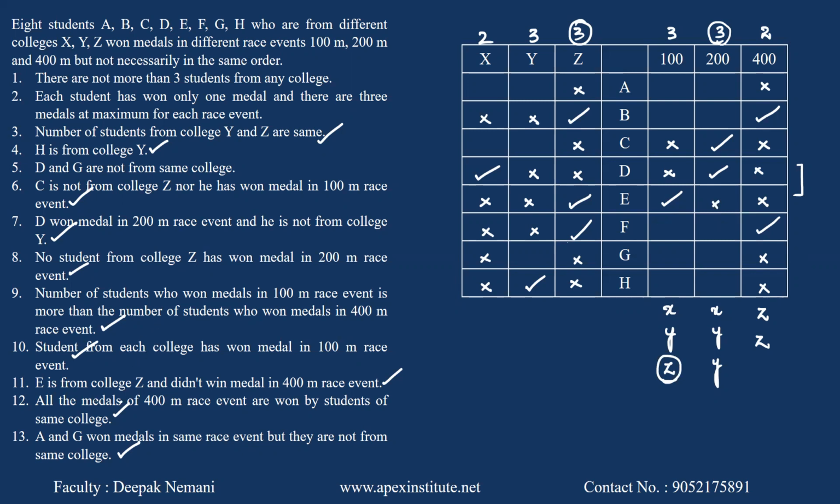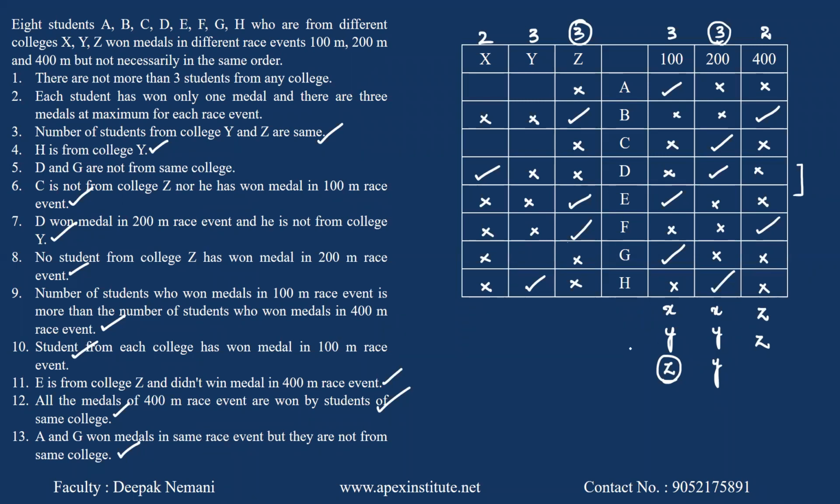We have considered all the medals of 400 meters. E and G won medals in the same race event, but they are not from the same college. A and G have won medals in the same race event, but they are not from the same college. If A and G have won medals in 200 meters race event, then you'll have four persons winning medals in 200 meters race event, which is not possible. So A and G did not win medals in 200 meters race event. They have won in 100 meters race event. Now we have three ticks here, so the remaining two should be crosses.